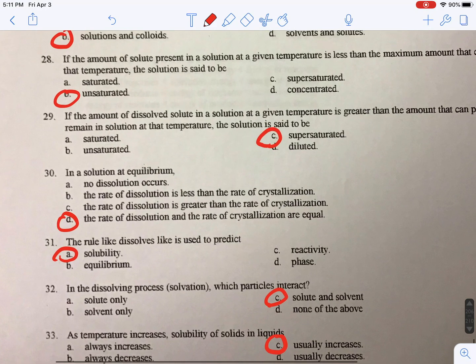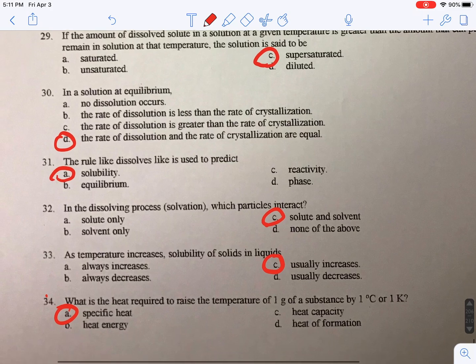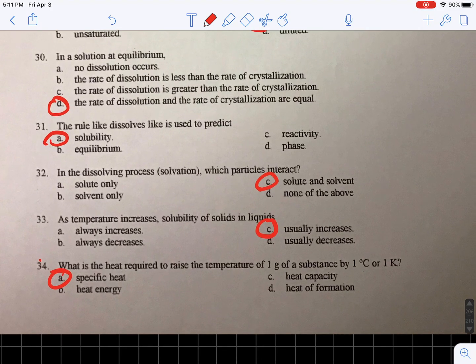28, the amount of solute present in a solution at a given temperature is less than the maximum. Maximum would be saturated. So this is unsaturated, less than the maximum. Number 29, the amount of substance dissolved in a solution at a given temperature is greater than the amount that can remain in solution. That is when we create that temporary unstable condition called supersaturation. And number 30, solution at equilibrium. Again, we're looking at the speed of things. So the rate of dissolving is equal to the rate of precipitation.